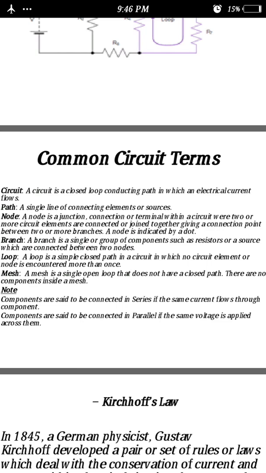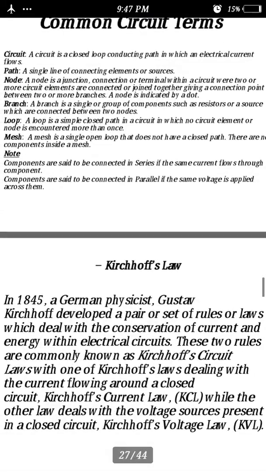A loop is a simple closed path in a circuit in which no circuit element or node is encountered more than once. Mesh means a single open loop that does not have a closed path. There are no components inside a mesh. For your reference, components are said to be connected in series if the same current flows through them, and in parallel if the same voltage is applied across them.